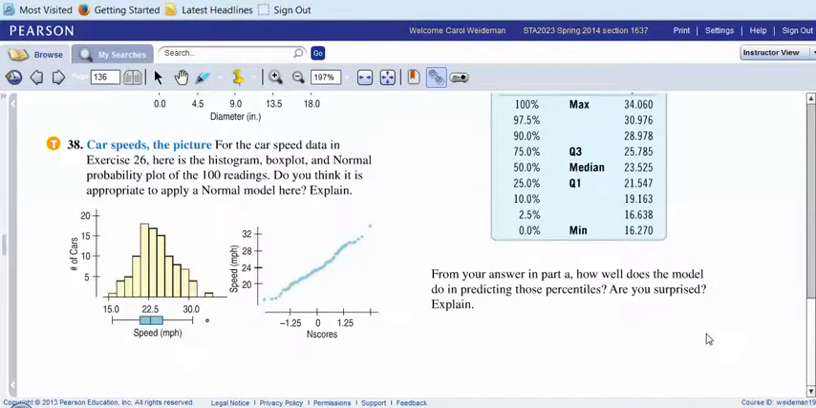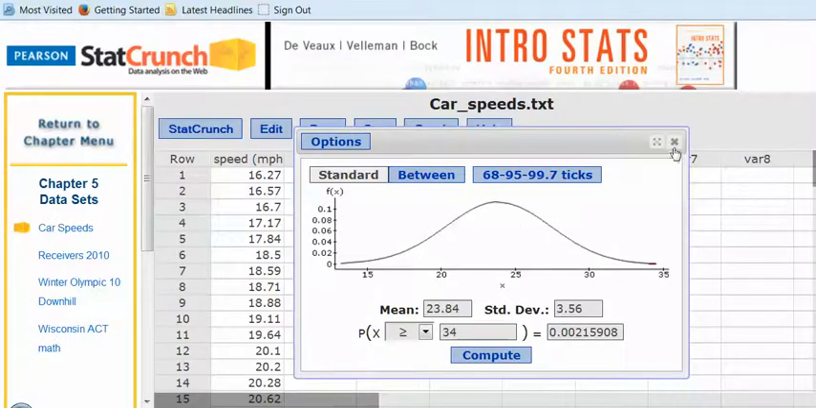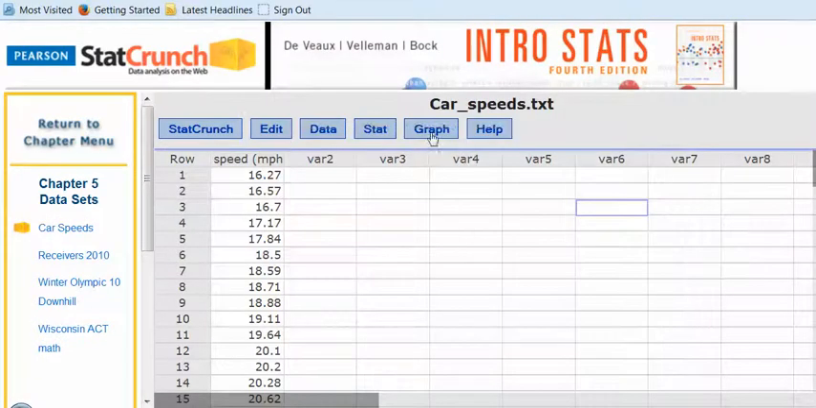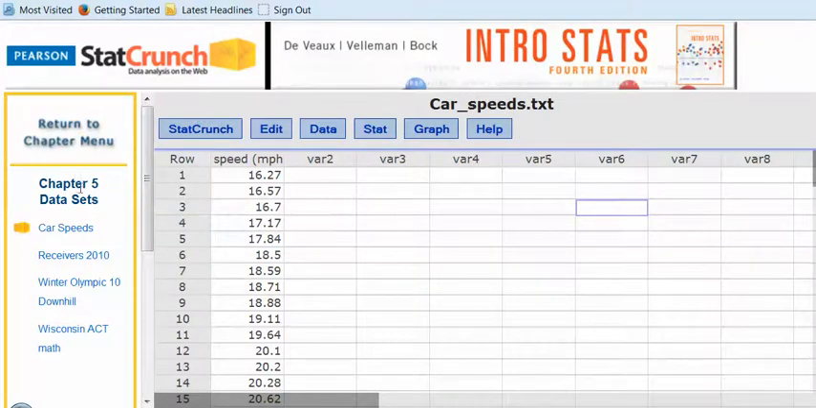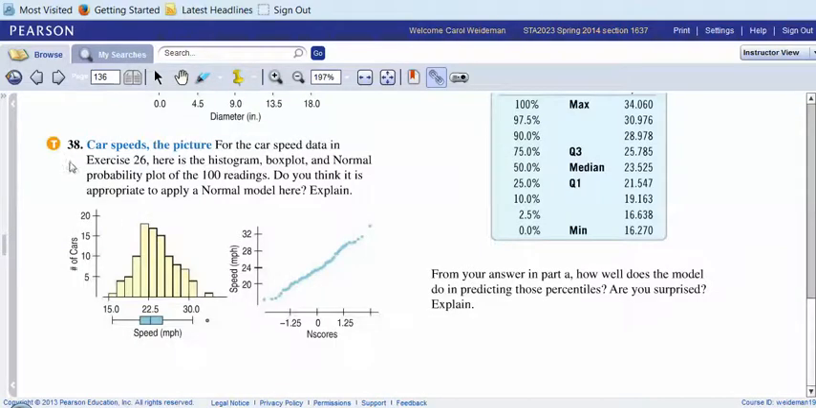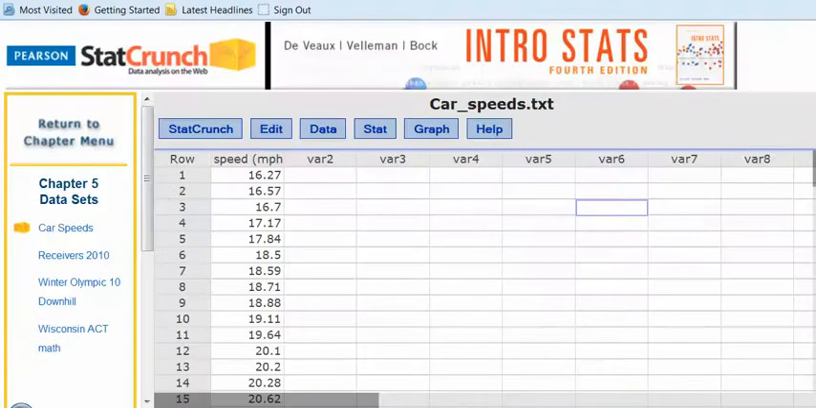I'm going to show you how to use some tools in here. For the car speed data in exercise 26 that we just worked on, they want to know whether it's appropriate to apply a normal model. I'm going to show you how to do those figures right here in StatCrunch. How I got to this data set is I went to StatCrunch textbook data sets, Chapter 5, and this is the car speeds problem. You could also click on it from the e-text, where there was a little link on the prior problem.